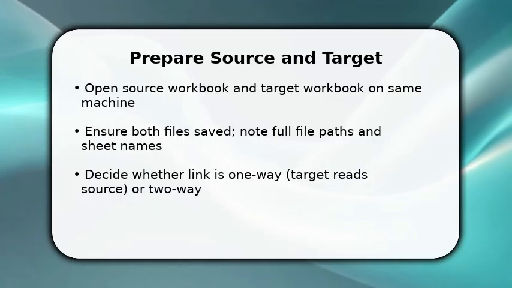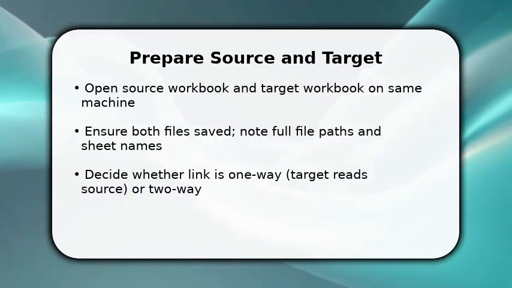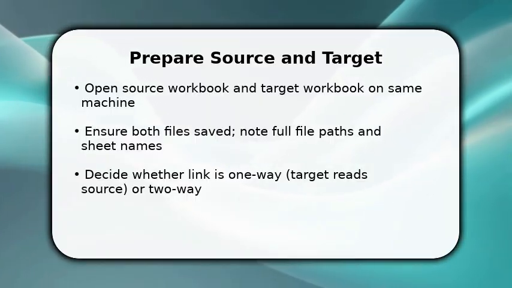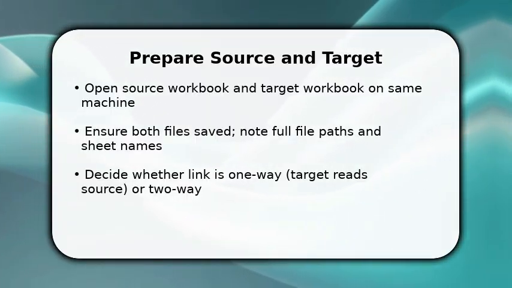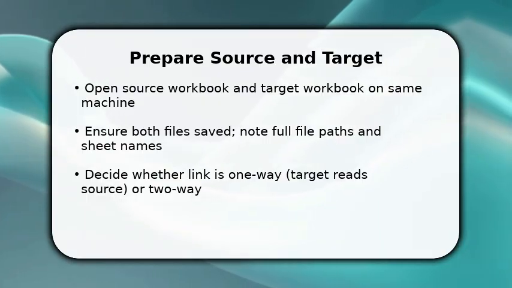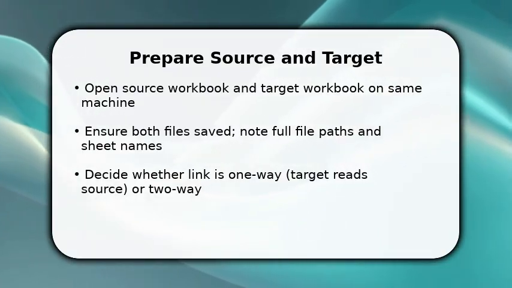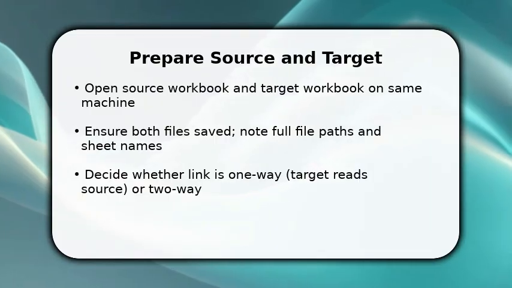You'll start with both workbooks open so Excel can create a live connection. First, save the source and target to known locations and note sheet names. This avoids broken links. Once done, select the cell in the target where you want the linked value.